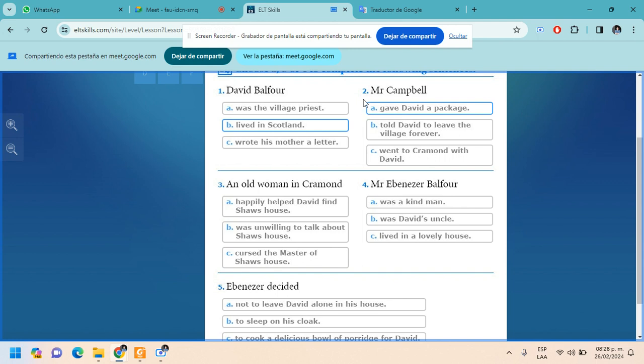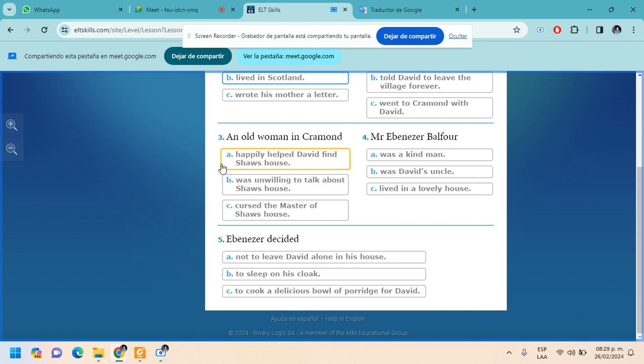Yeah, a package, a letter, no? Very good. Number three. Master. And one more, curse the war, the master of Shadow House. Yeah, very good. Yes, not too happily, no? Yes, curse the master. No, I curse you, says Ebenezer. That's good. Number four, tell me, please.